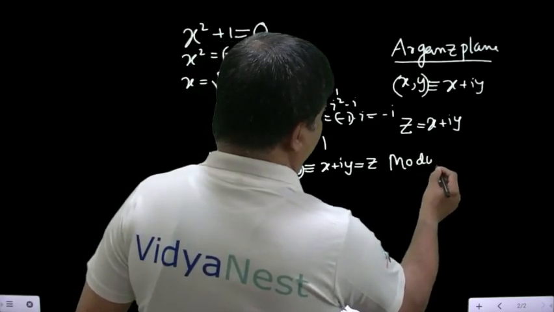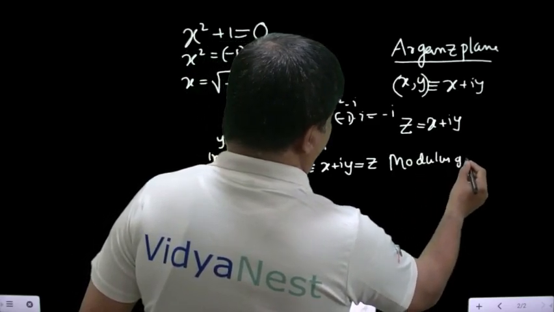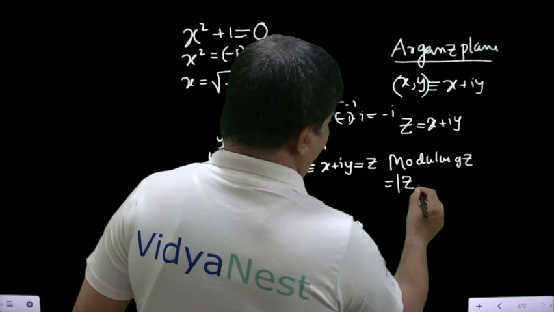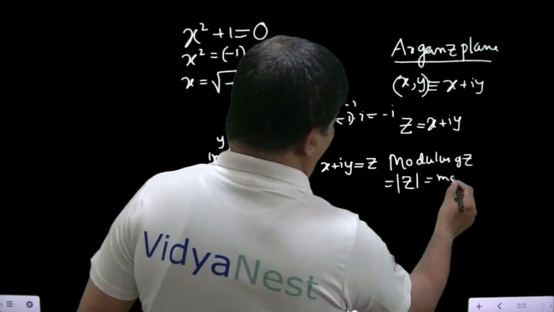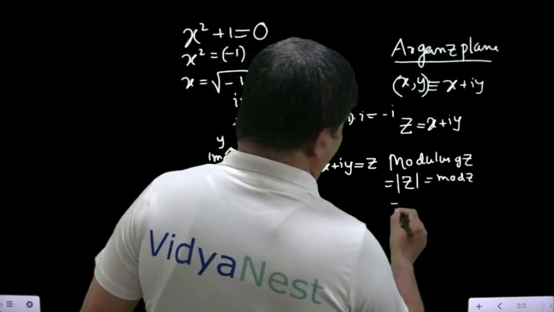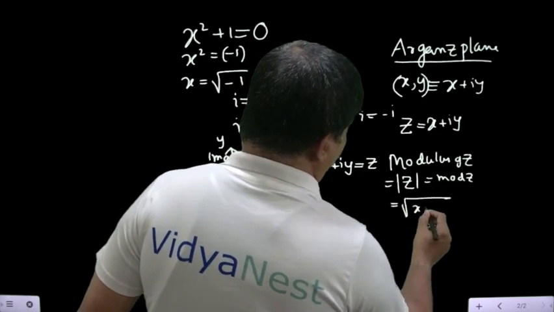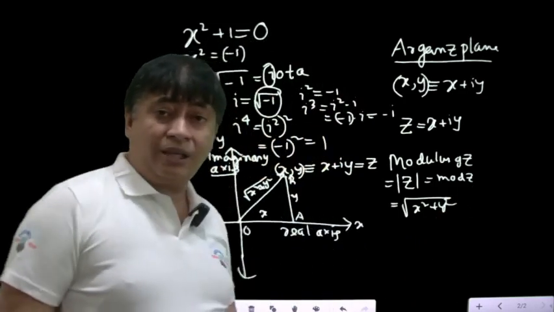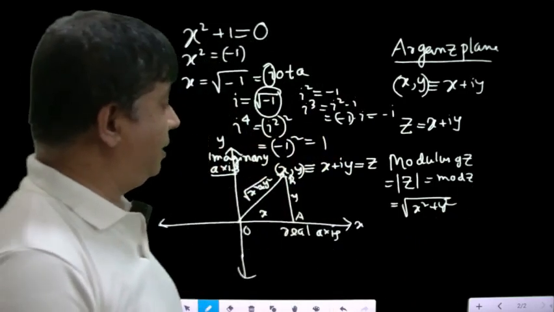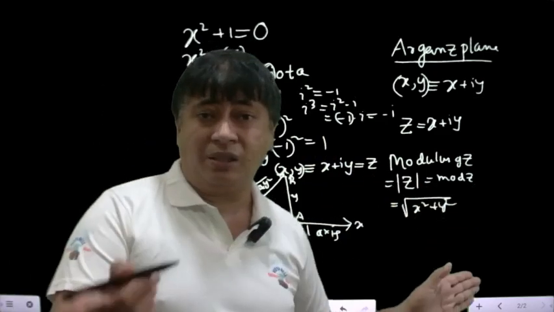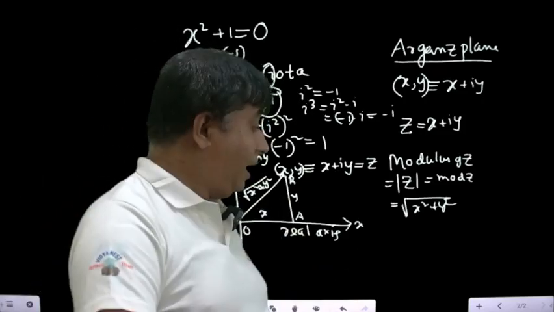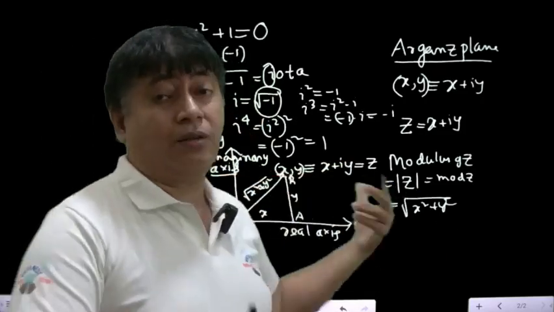Modulus of z. In short, by symbol mod z. That is what? Root x square plus y square. Understand? Root x square plus y square. That means the hypotenuse in real number system is renamed as modulus of z in complex number system.